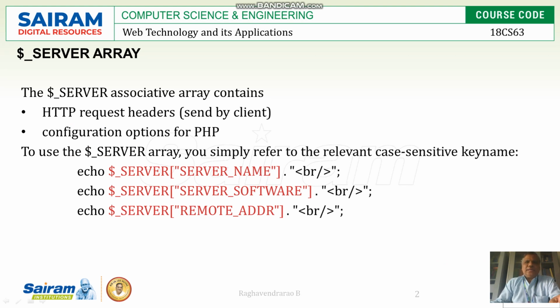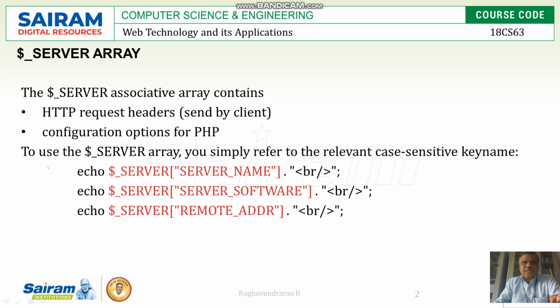The $_SERVER array contains an associative array. It contains the HTTP header, request header, and configuration options. So here you can fetch the data and use it like this. As you see, this array contains a lot of variables, and those variables are going to be in the example.